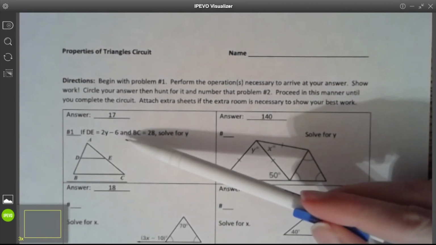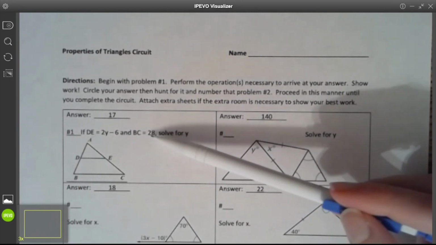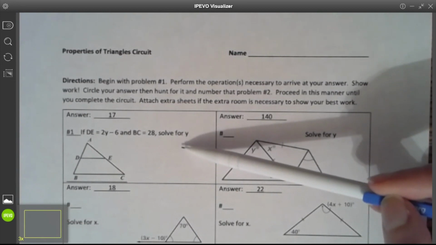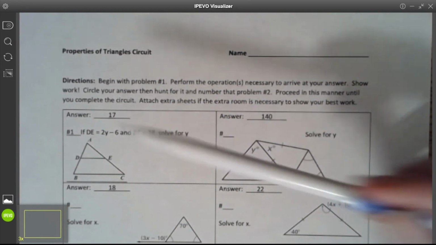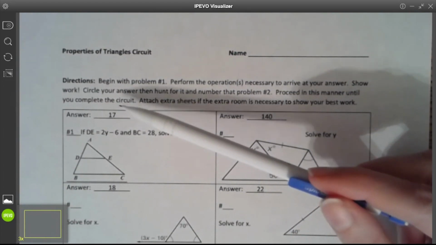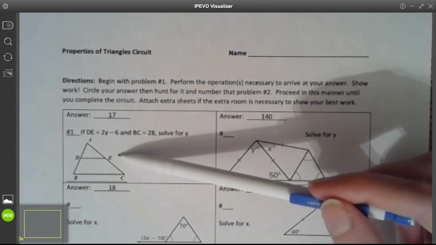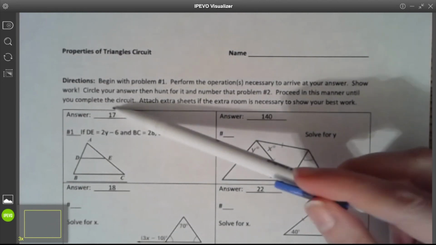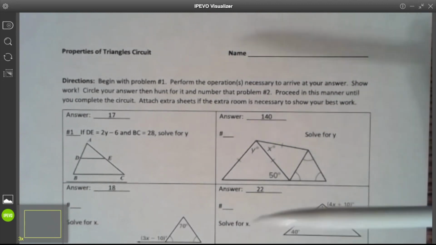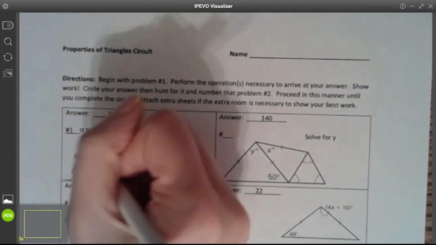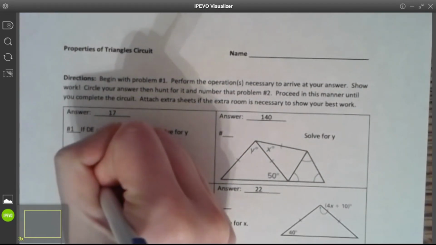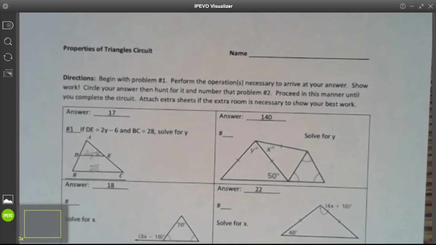If DE is 2y minus 6 and BC is 28, solve for y. The common mistake that many students have the first time completing a circuit is thinking that y is equal to 17. Although this does say that the answer is 17, that answer is not the answer for this particular problem. So they need to not focus on that 17. They need to focus on the question and the picture that goes along with it. I know that if DE is 2y minus 6 and BC is 28, I need to be able to solve for y.